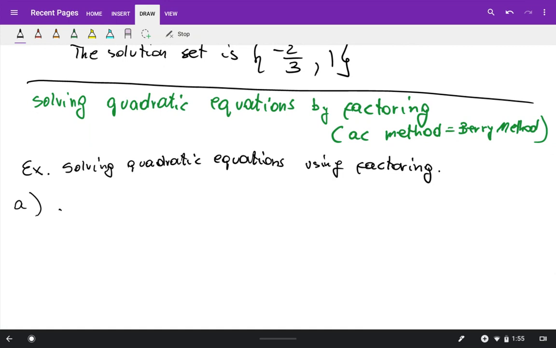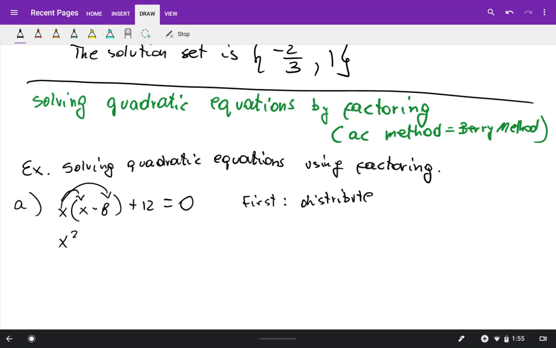We have x times x minus 8 plus 12 equals 0. So here, what we need to do first, we need to distribute. You have to remove those parentheses. So we multiply x by x, that gives you x squared. You multiply x by negative 8, that will give you negative 8x plus 12 equals 0.